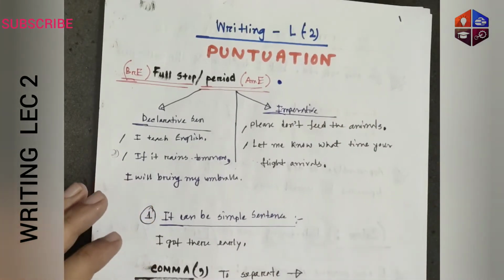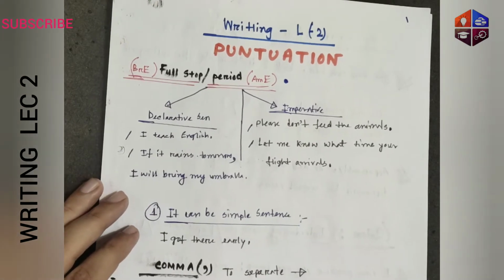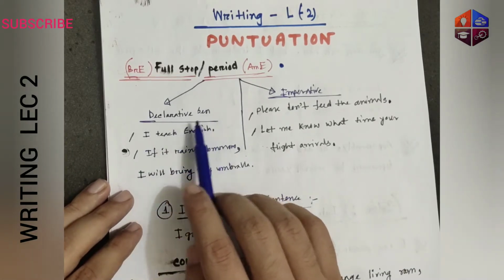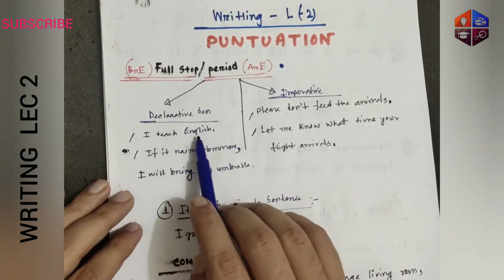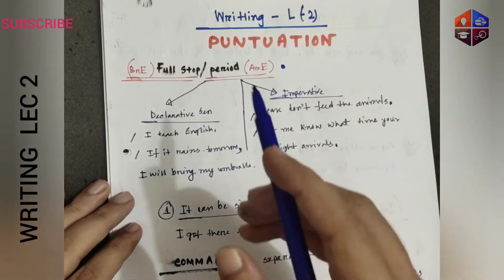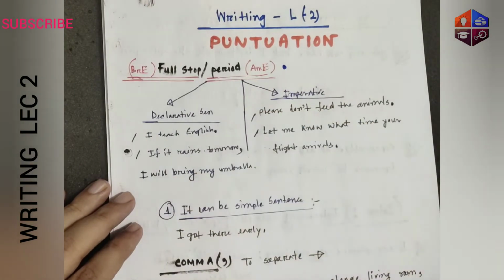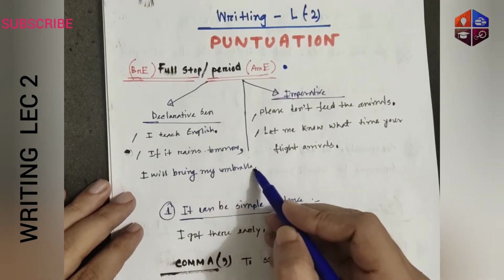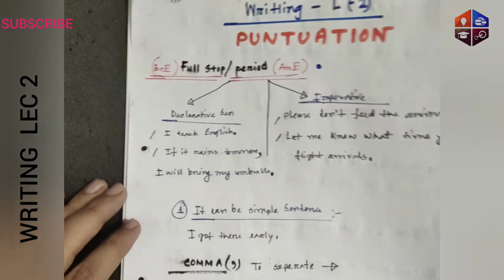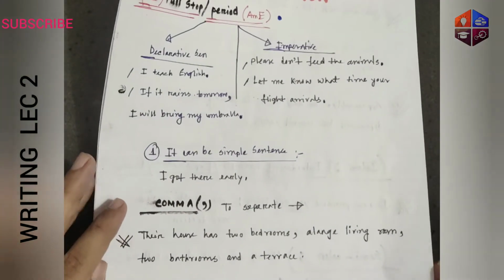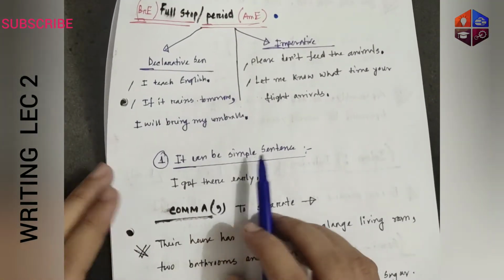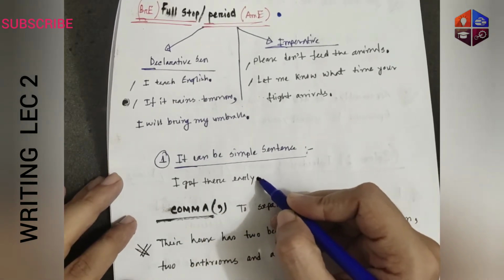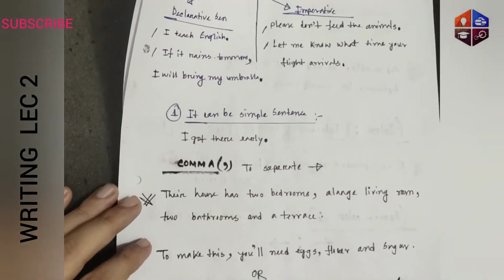These two sentences are imperative sentences, and this is called the imperative period. Declarative sentence: I teach English. This is the opinion type. Here you can use a full stop. If it rains tomorrow, I will bring my umbrella. Full stop. Now where it is normally used, it can be a simple sentence: I got there early. The idea is finished, so you can use a full stop.